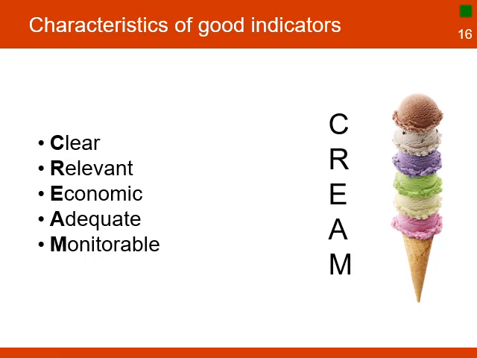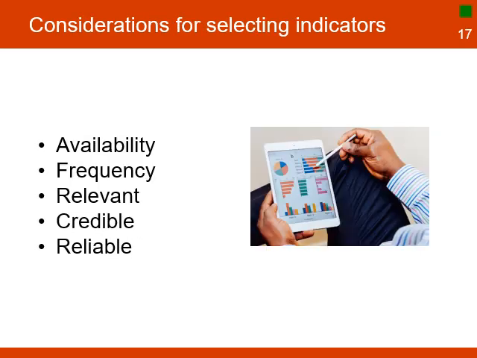Here's a good method to ensure the indicators are of good quality. Additional considerations when selecting log frame indicators include: is the data readily available and accessible during the life of the project? How often does the project need to collect the data? How relevant is the information to the purpose of measuring changes in the project objectives? How credible is the data, especially when using secondary data? How reliable is it in terms of providing consistent data throughout the life of the project? Answering these questions can help with the selection of indicators that will be helpful in monitoring the project.